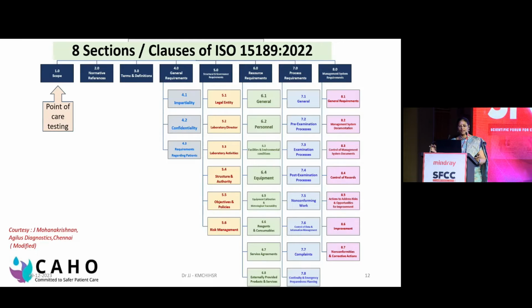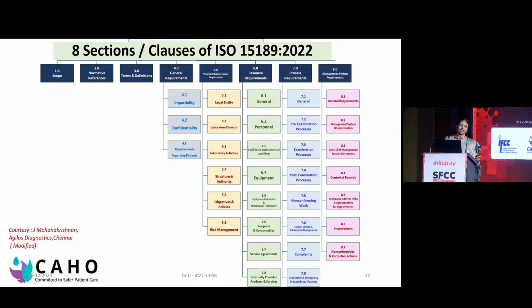So, these are the 8 clauses or sections of the ISO 15189:2022. The previous one had how many clauses? 5? Yes, where the 1, 2, 3 were the same, which is the scope, the normative references and terms and definitions. I don't know if you can read. Oh yeah, you can read here. So the scope, the normative references, and the terms and definitions are all the same.